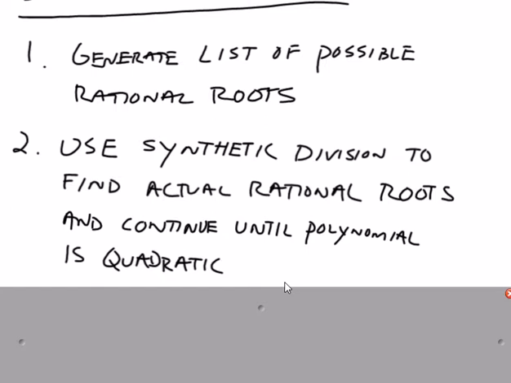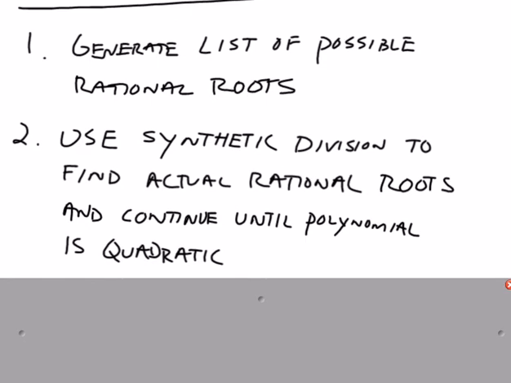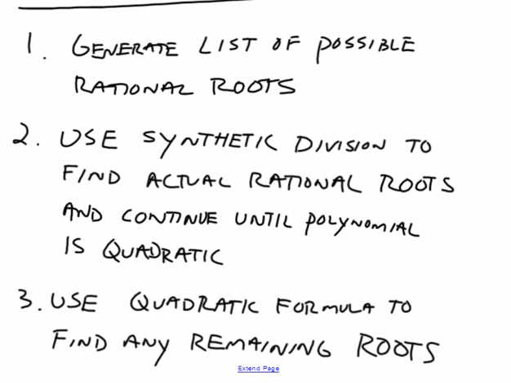So if I have a fifth degree polynomial equation, I need synthetic division to work 3 times, because 5 minus 3 is 2. If I have a 7th degree polynomial equation, I would need synthetic division to be successful 5 times. If I have a third degree, I would need it to be successful once. I need to get my polynomial down to quadratic, because once I'm down to quadratic, I can use the quadratic formula to find any roots that remain, which in many cases are going to end up being either irrational or imaginary.